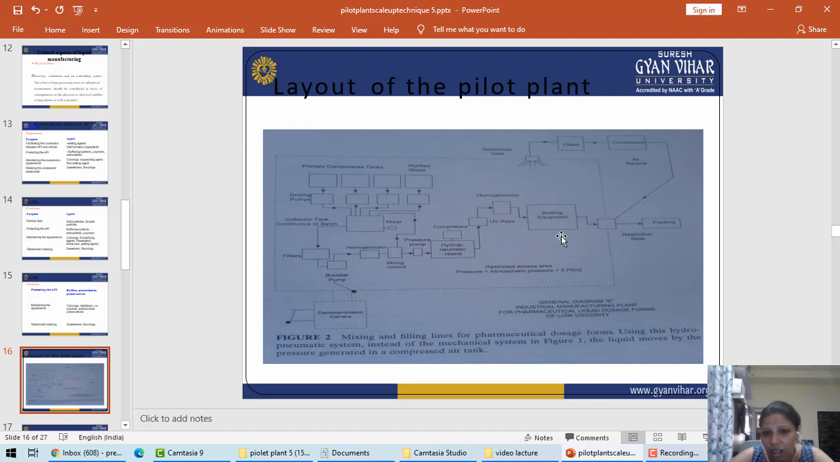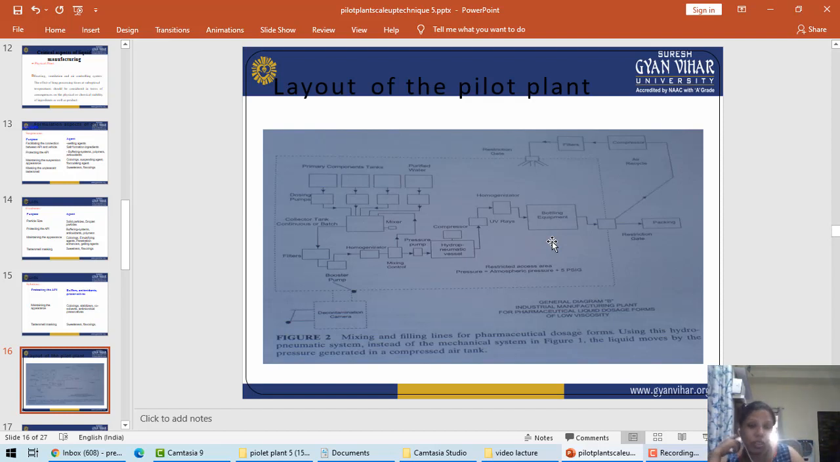And after that it will go to the bottling equipment where it is filled, and then it will go for the packaging and air recycling, and then the cycle is completed. So basically, because this is a simple operation, liquid dosage form is the simplest dosage form to make.